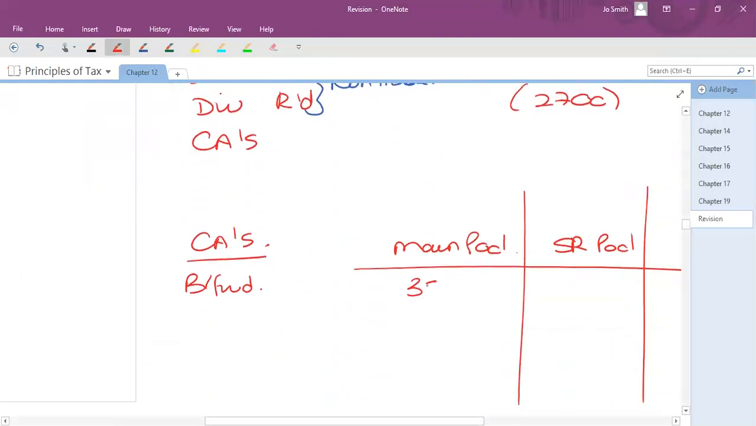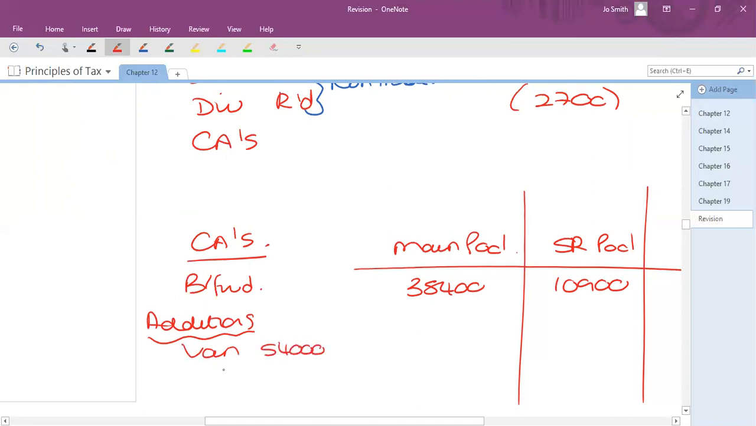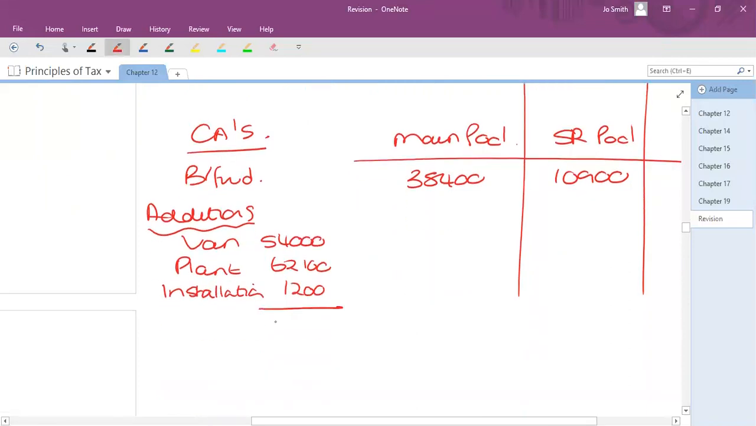So we've got 38,400 and 10,900. We've got our additions. For your main pool, we've got the van, we've got the plant, and we've got the installation. Now those three items come to 117,300. Now if you remember, your annual investment allowance is a maximum of £1 million. So you're well below that limit, so we can actually write all of that off, can't we?